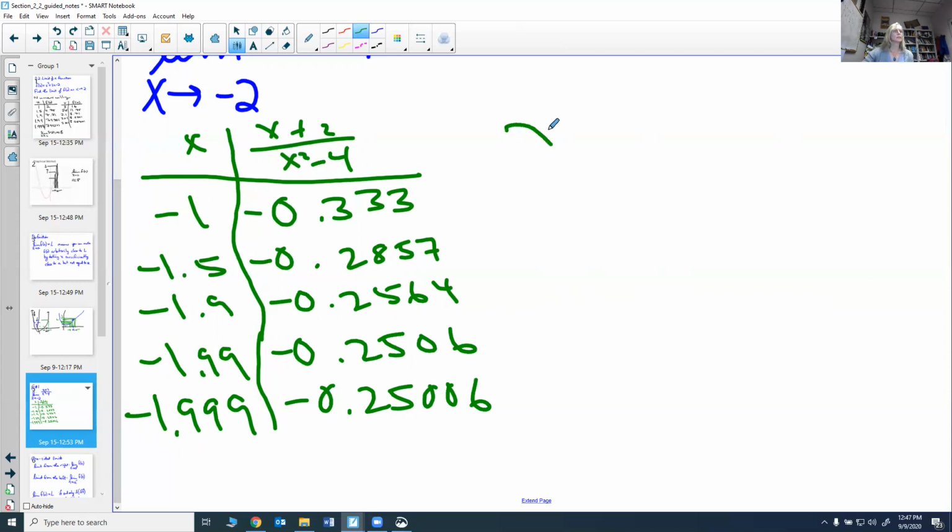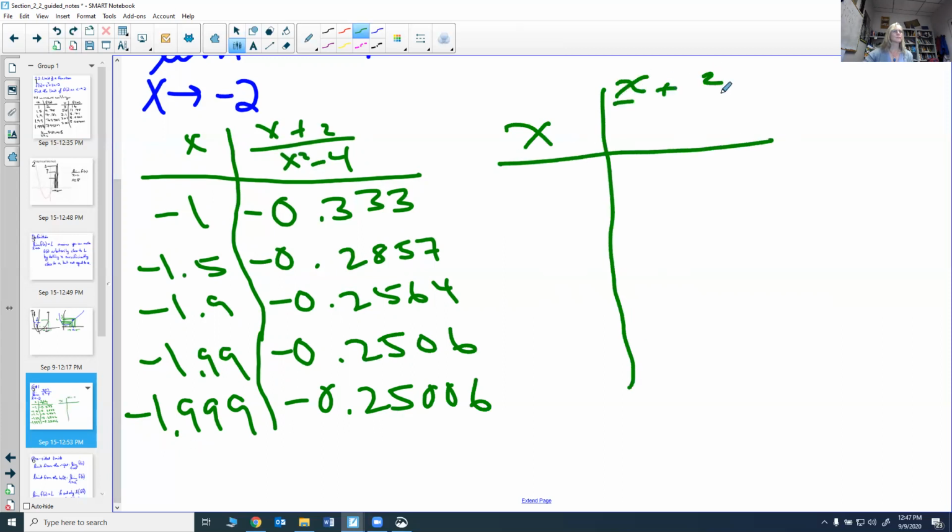Now, we probably should go to the other side too. What I mean by the other side is we picked values that were less than... actually, I'm sorry, these were bigger than -2. We're picking numbers bigger than -2. There's no reason we needed to do that. There's no reason we couldn't have picked numbers that were smaller than -2, like -3.